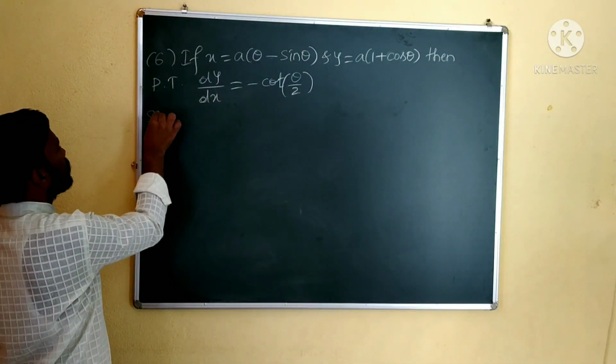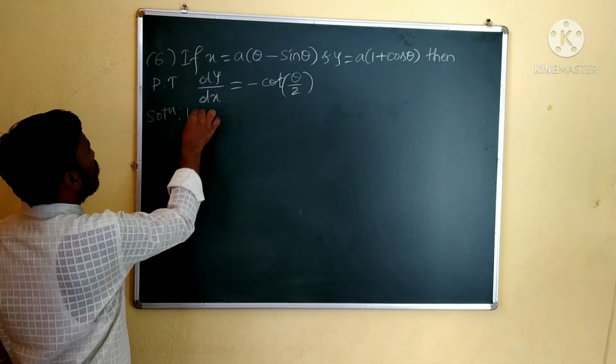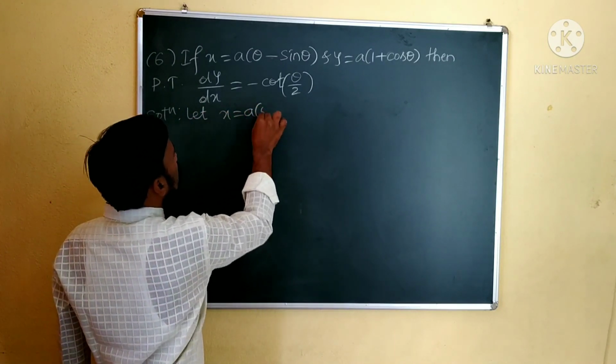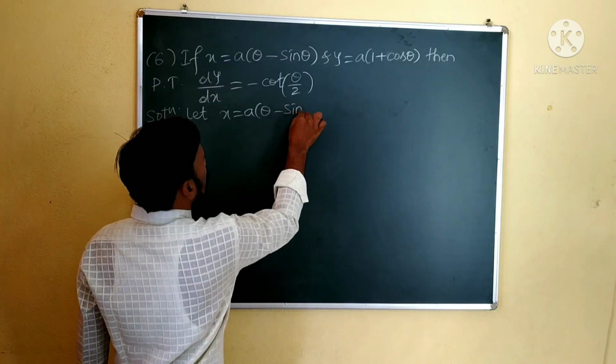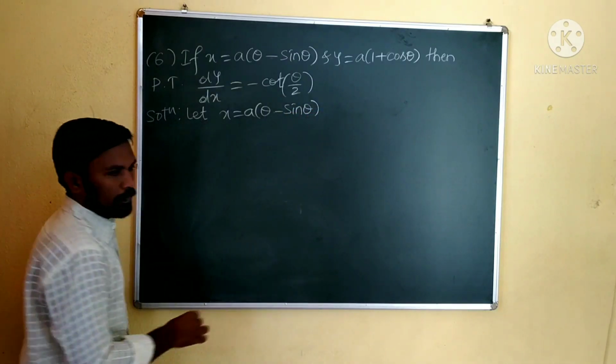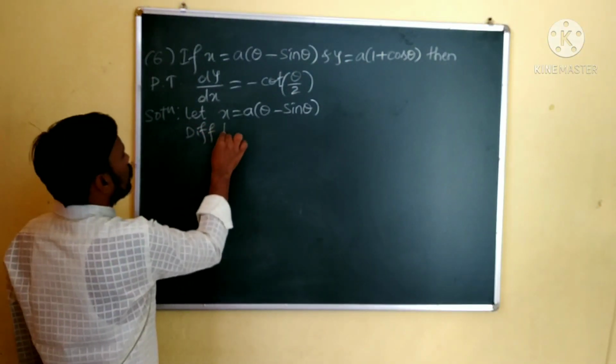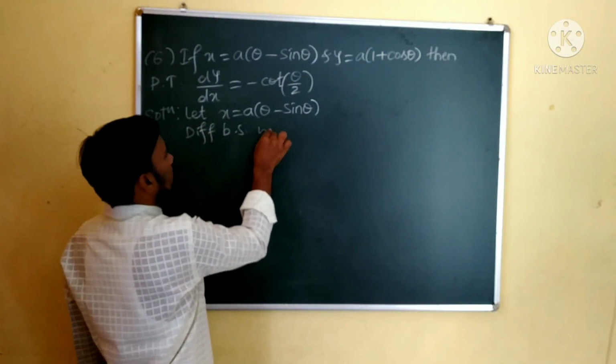So now take the first parametric equation, x is equal to a into theta minus sin theta. Now differentiating both sides with respect to theta.